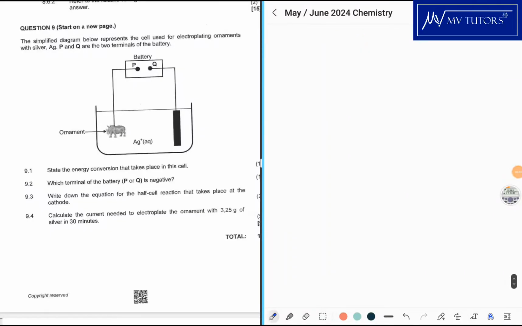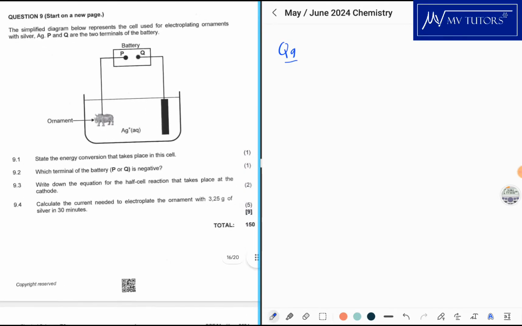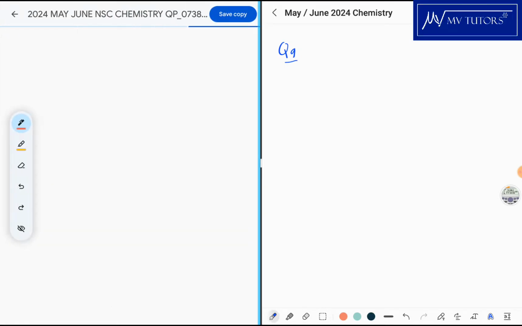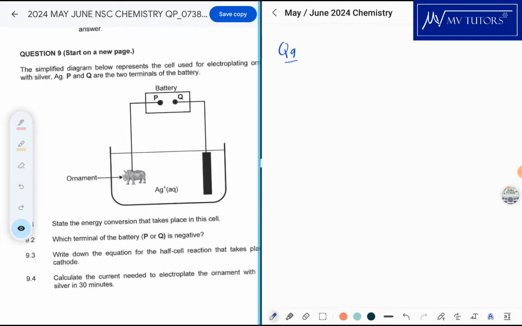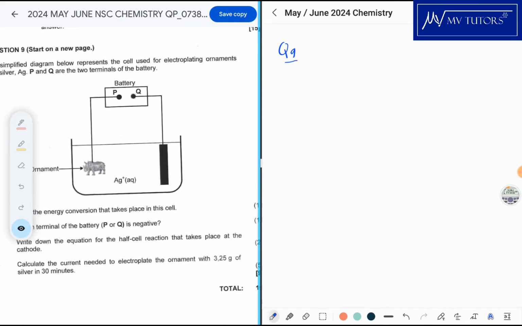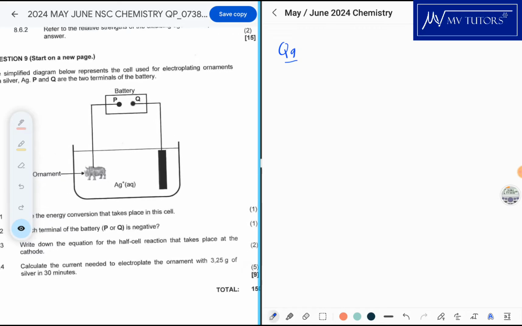All right, let's go to the last question, question 9. The simplified diagram below represents the cell used for electroplating ornaments with silver. P and Q are the two terminals of the battery. So when I see the ornament, I know that's the thing that needs to be plated. So for me, that makes sense for it to be the cathode. So this is the cathode in here at P, and then Q, that would be the anode. So that's the cathode, that's the anode.